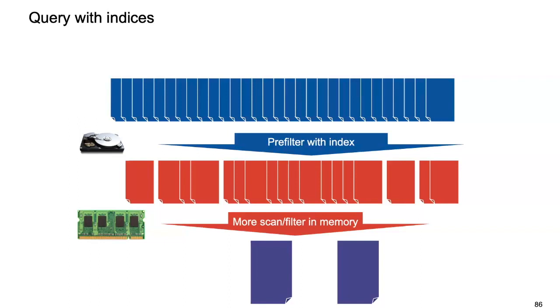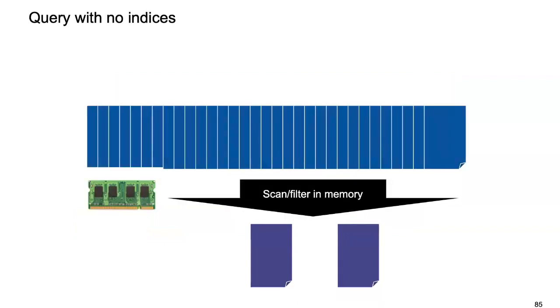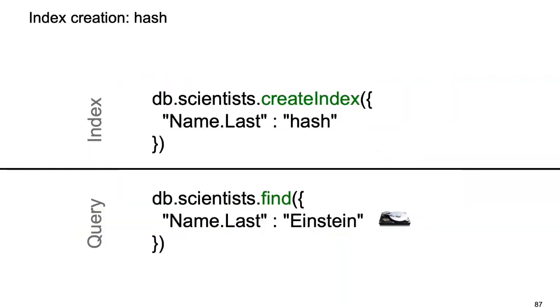So the index basically reduces the amount of data you need to read from the disk because it directly shows you where that data is that you're interested in. That's why it's faster, right? So without an index, with an index.